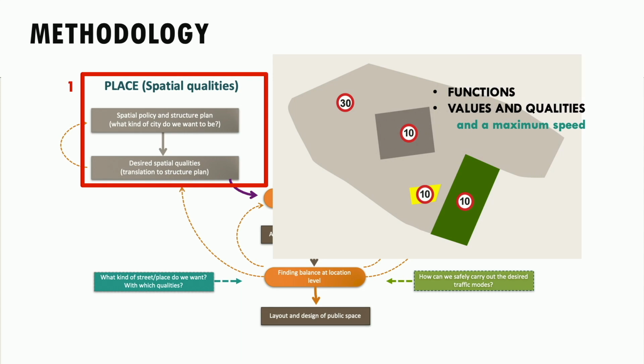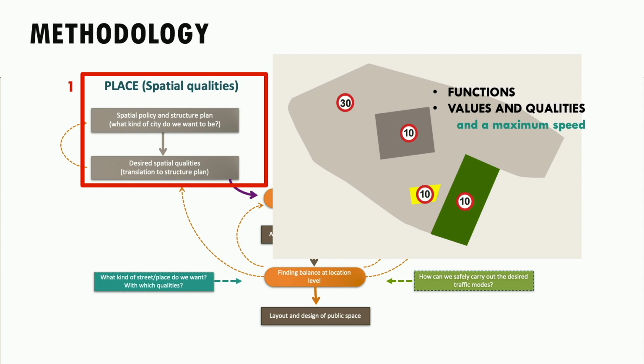So what we end up with, after lots of deliberation of what we want to achieve in terms of place, at least we have to come up with some kind of zoning map, and we have to describe what functions should take place in each zone, what values do apply, what qualities do we want to achieve, and maybe a lot more. And we have to attach a maximum speed to that that fits those qualities that we describe.